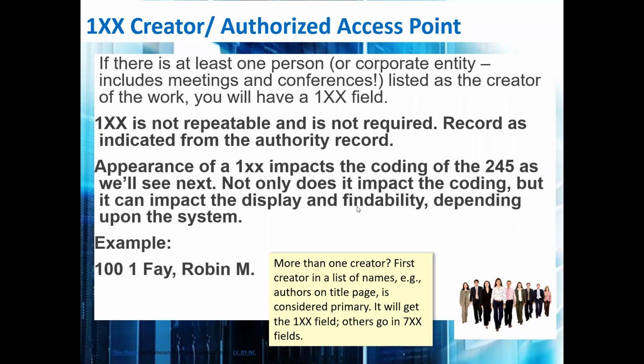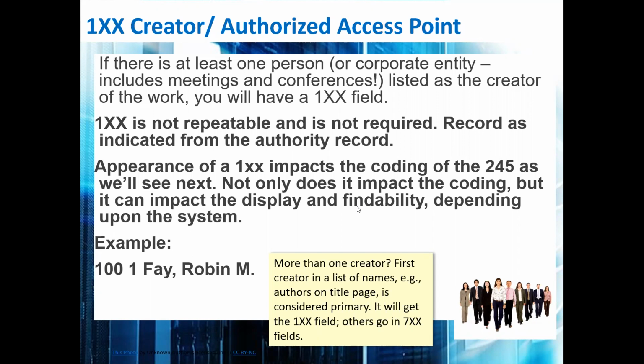So for example, what does a field look like that would be a 100 field? There's me. 100, first indicator 1, inverted name, Faye, comma, Robin M. If you have more than one, let's say you have a whole list of authors, when you're looking at a title page, when you get to other things it becomes a little more challenging sometimes, but when you're looking at a title page, the first author listed in that list of authors is considered to be the primary author. All of the other authors go in a 700 field if they're people.